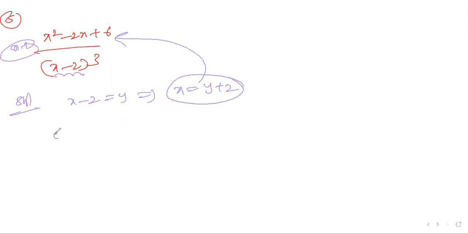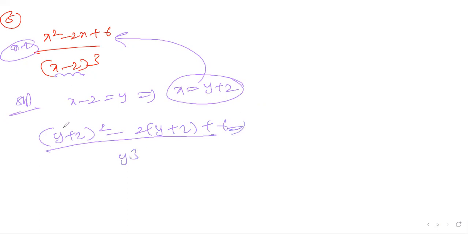Y plus 2 whole square, minus 2 times y plus 2, plus 6 by y cube. Open it again: y square plus 2y plus 4 minus 2y minus 4 plus 6 by y cube. What is here? Y square plus 2y minus 2y cancel. Am I clear? Still any pending? Yes, sir. Cancel, right? Plus 2y minus 2y. Here it is 4y, I think so. 2 2 ja 4, right?